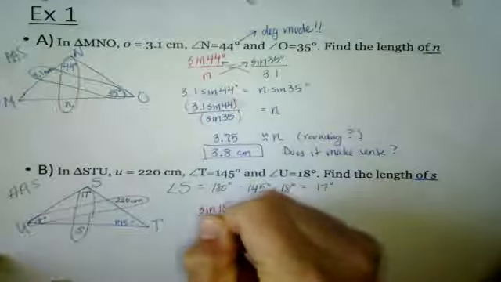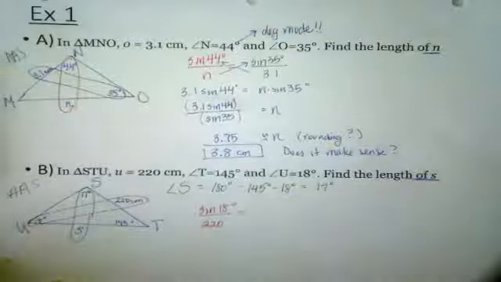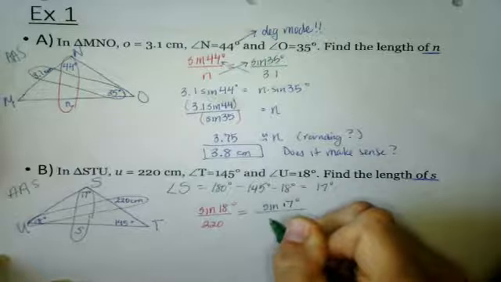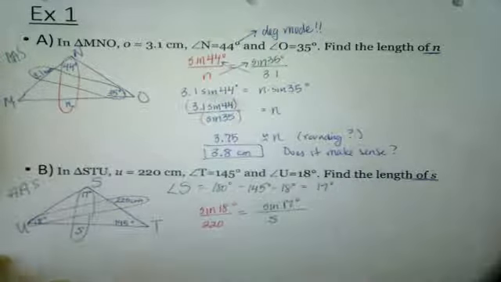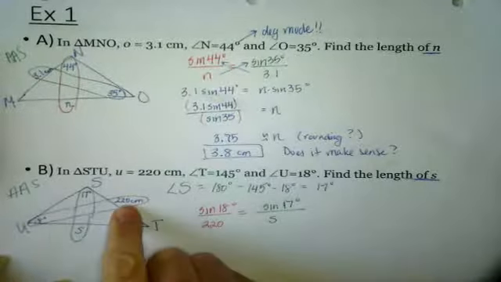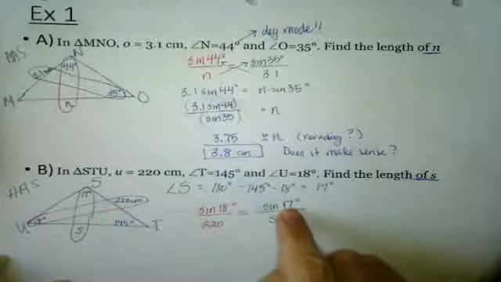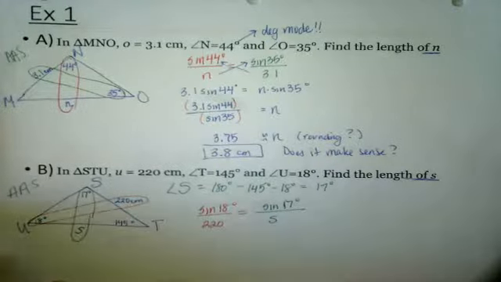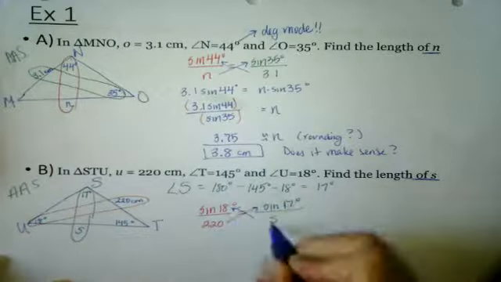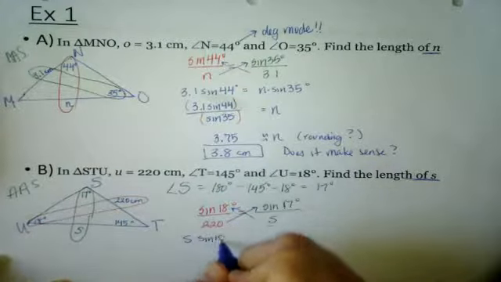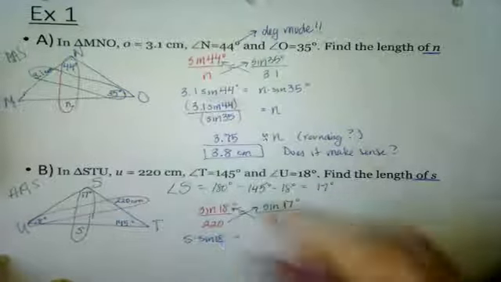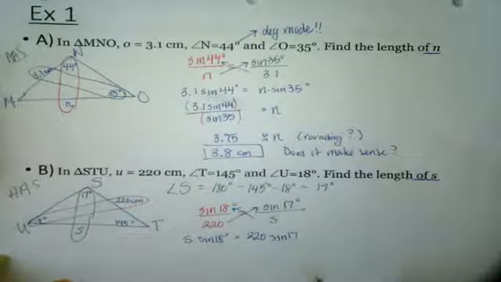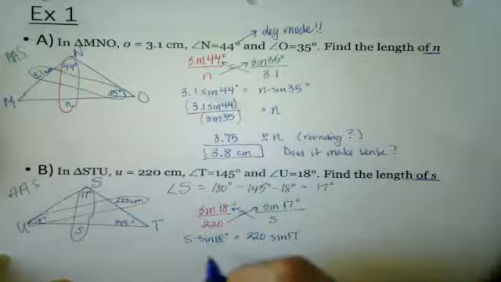Sine of 18 degrees over 220 centimeters would be equal to sine of 17 degrees over S length. So if this is 18 degrees and about 220 centimeters, I would expect our 17-degree angle to have that opposite side length a tiny bit smaller. All right, let's go ahead and cross multiply. So S times the sine of 18 degrees equals 220 times the sine of 17 degrees. And then I can just divide the sine of 18 to the other side.